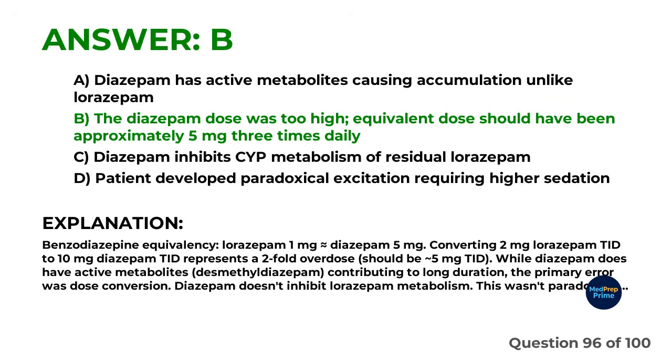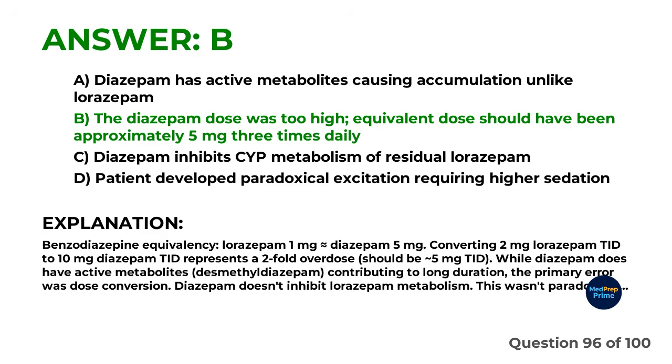Correct answer B. Benzodiazepine equivalency. Lorazepam 1 mg is approximately diazepam 5 mg. Converting 2 mg lorazepam TID to 10 mg diazepam TID represents a twofold overdose, should be around 5 mg TID.